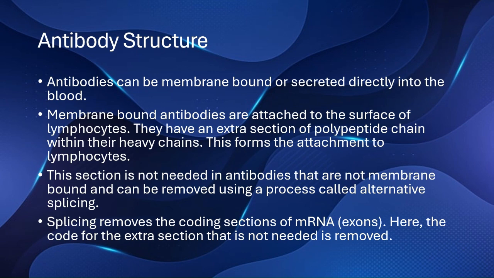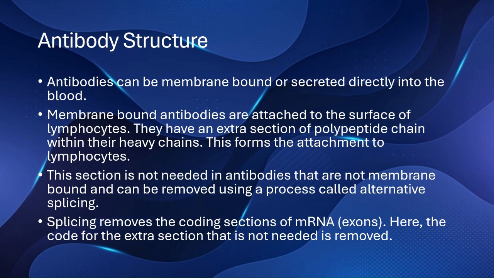So antibodies can be membrane bound or secreted directly into the blood. Those are the two types of antibodies that you can have. Membrane bound antibodies are attached to the surface of the lymphocytes, and they have an extra section of polypeptide chain within the heavy chain, and this is what allows it to attach itself to the lymphocytes.